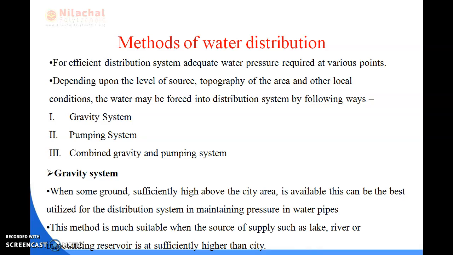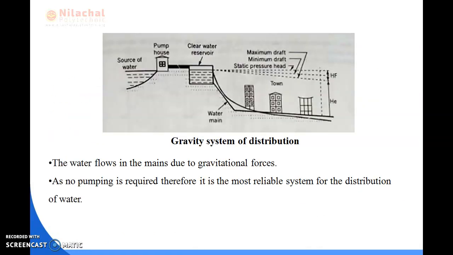First, that is the gravity system. When some ground sufficiently high above the city area is available, this can be best utilized for the distribution system in maintaining the pressure in water pipes. This method is most suitable when the source of supply such as lake, river or impounding reservoir is at a sufficiently higher level than the city. Here you can see the gravity system of distribution. The water flows in the mains due to gravitational force, as no pumping is required.